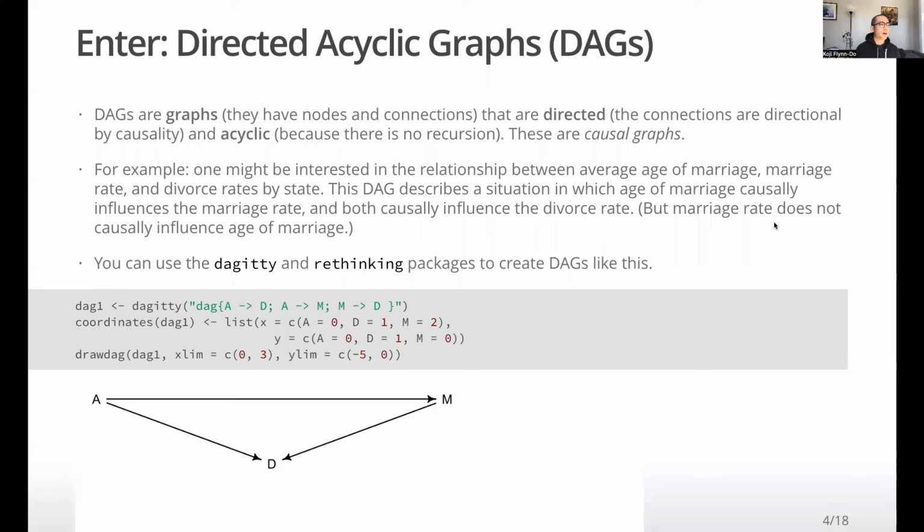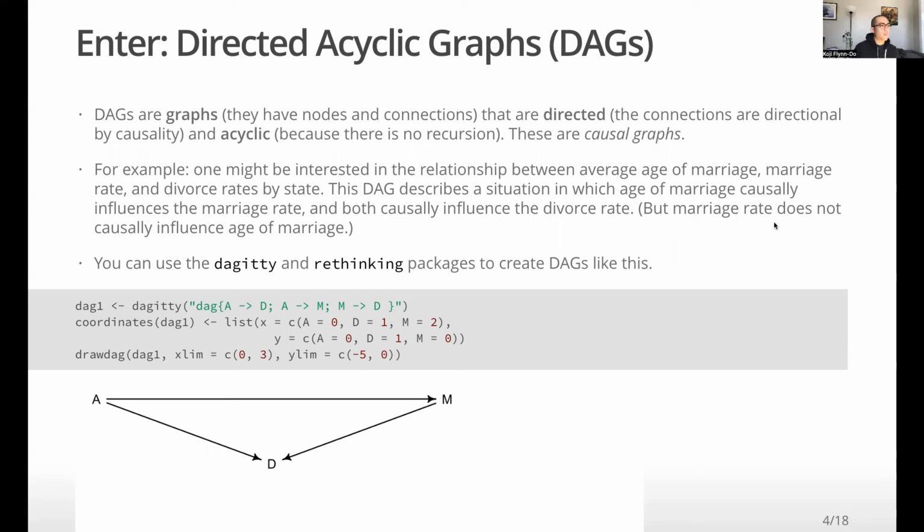So this is a good time to introduce directed acyclic graphs, or DAGs. These are graphs, right? They have nodes and connections. So if you look at the picture below, the nodes are A, M, and D, and the connections are the arrows. They're directed because they are trying to describe the connections of causality. And so if we have this arrow from A to M, that means A influences M causally. And they're acyclic. There's no recursion. That is, they do not allow causality to go back and forth. So these are causal graphs.